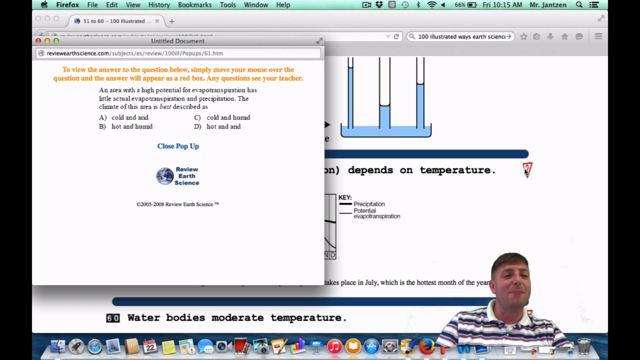An area with a high potential for evapotranspiration has little actual evapotranspiration and precipitation. The climate for this area is best described as what? So that means there's really not a lot going on. So it's going to be hot and arid, because there's plenty of room in the air for it to go to.